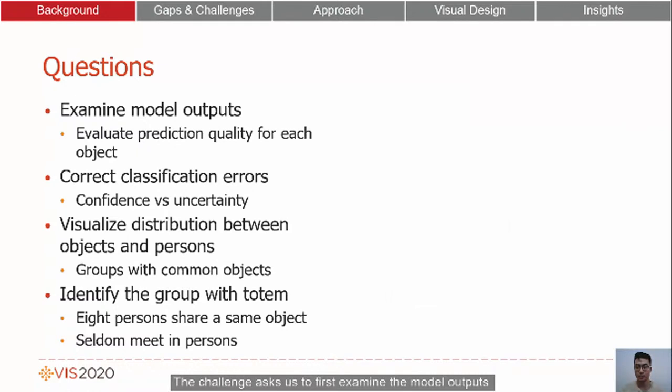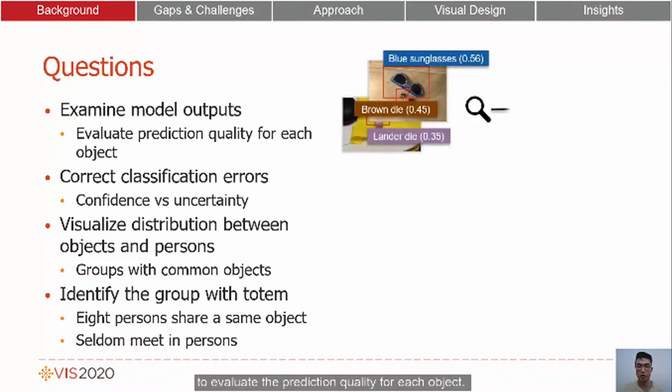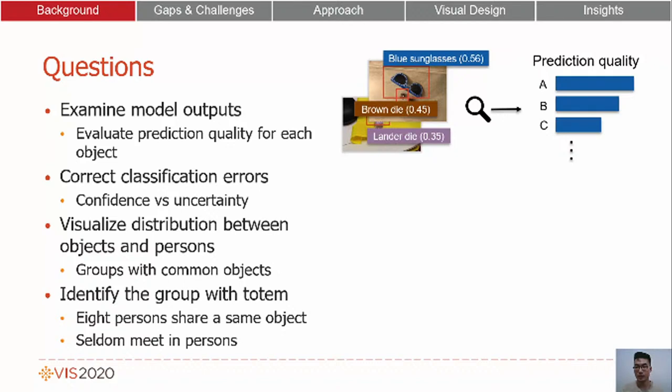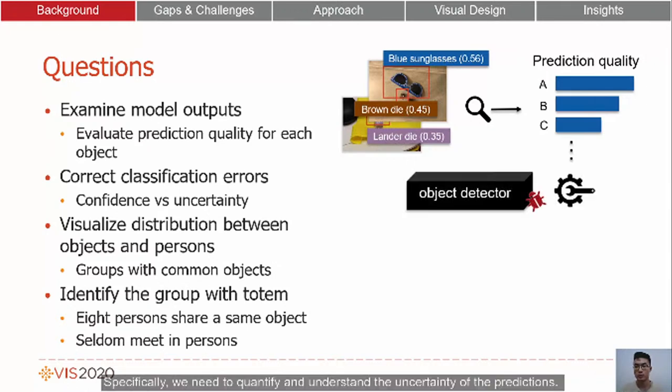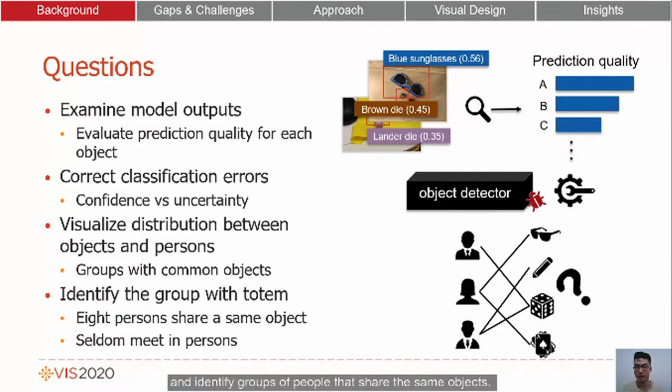The challenge asks us to first examine the model outputs to evaluate the prediction quality for each object. This process aims to inspire the analyst to correct classification errors. Specifically, we need to quantify and understand the uncertainty of the predictions. Besides, we need to realize which person has which objects and identify groups of people that share the same objects. Hopefully, by combining the above steps, we can identify the white hat group behind the bug.